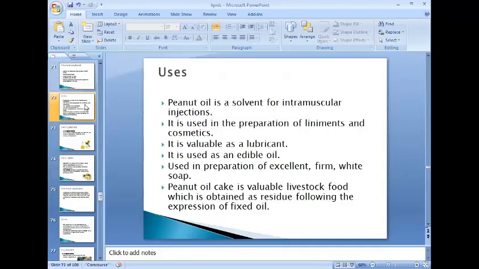The peanut oil is used for intramuscular injections as solvent, and it is used in the preparation of liniments and in cosmetic products. It is also used as lubricant because of its nutritive value. It is also used as edible oil, and it is used in the preparation of soap, which is excellent in form white soap. The cake, which is peanut oil cake, which is obtained after the removal of oil, is used as livestock food.